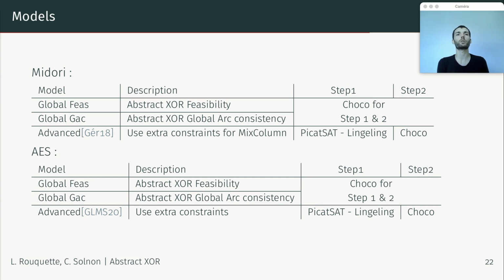Global models are written in Choco for both steps. Advanced is executed on PCATS, which uses the Ling solver for step 1 and is written in Choco for step 2. Midori was designed as a lightweight version of AES, so both ciphers look alike. The main differences are the key schedule function, which is not present in Midori, and the MixColumn operation. In Midori, the matrix used in MixColumn only contains zeros and ones, and can be represented directly with XOR equations. In AES, the matrix contains coefficients greater than 1 and requires a different abstraction.